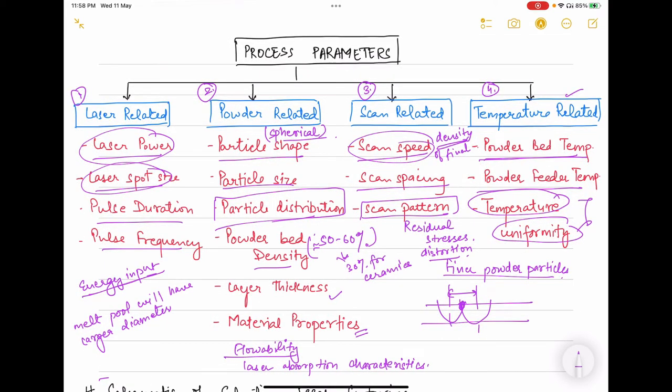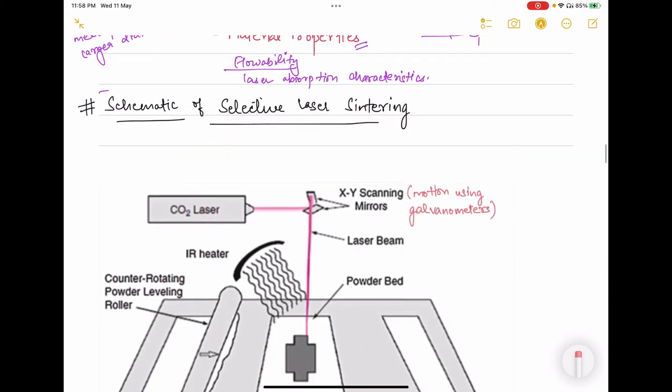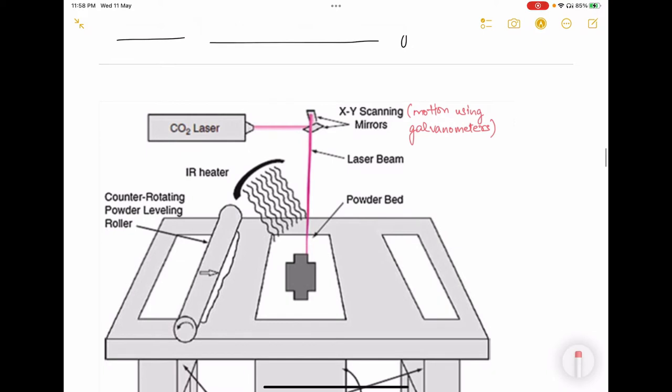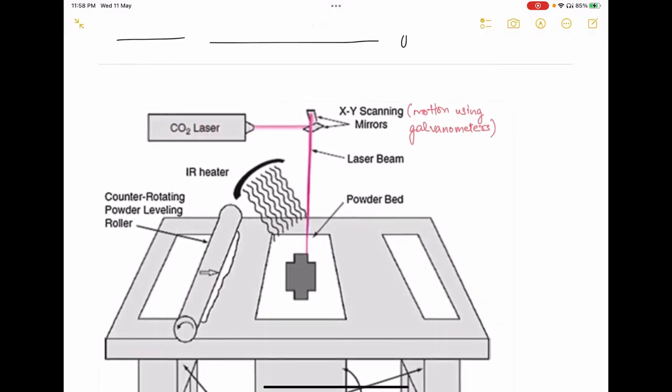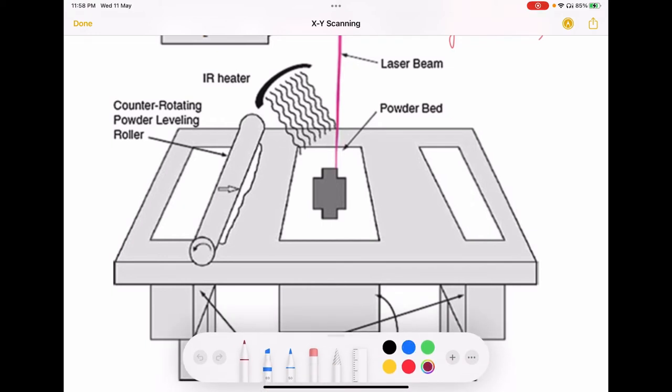Now let us move to selective laser sintering. This is the basic schematic of the process. So we have a CO2 laser, the X and Y scanning mirrors, the laser beam, the powder bed, infrared heater and counter rotating powder leveling roller.